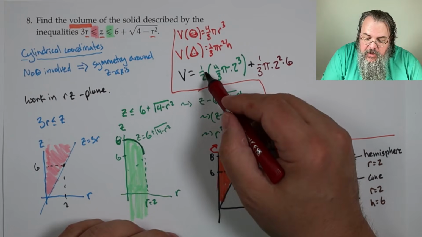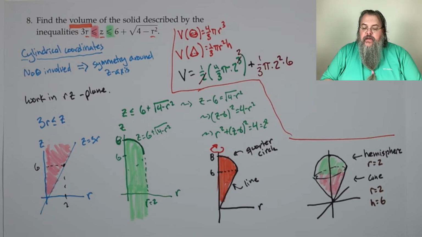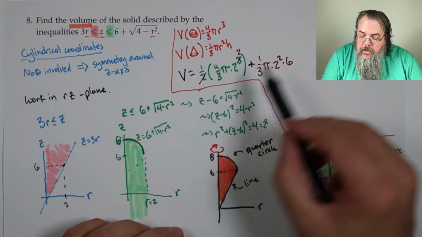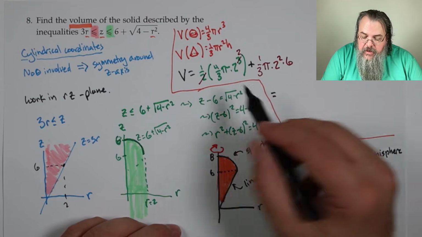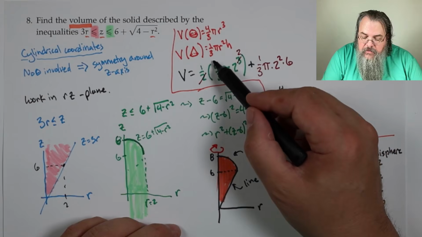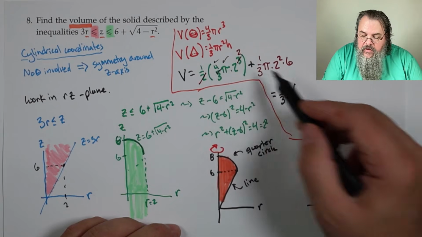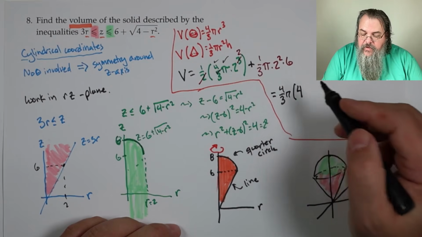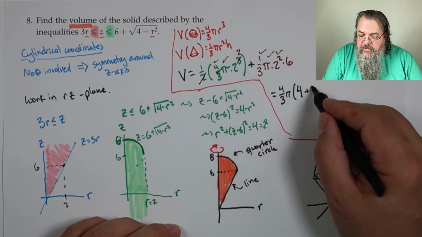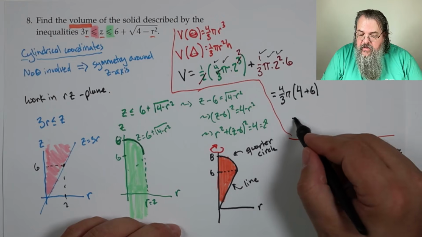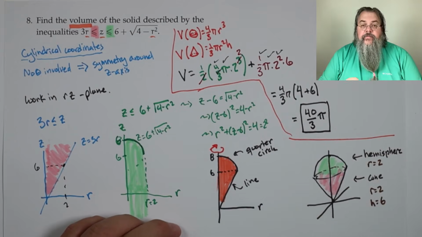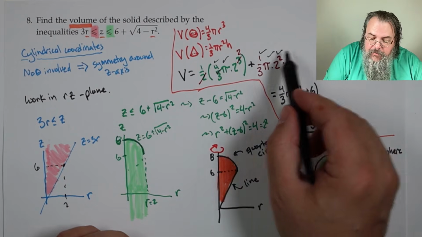We can clean it up a little bit. We can get a 2 to cancel, so that'll help. And so what can we do here? This can be written as, we can factor a 4/3 pi out. So that takes care of the 4, the thirds, and the pi. What's left? Well, I have a 2 squared, which is 4. Now here, I factored out a 4/3 pi, so that means I have a 6 left. 4 plus 6 makes 10, so that gives us 40/3 pi. And that's our answer.